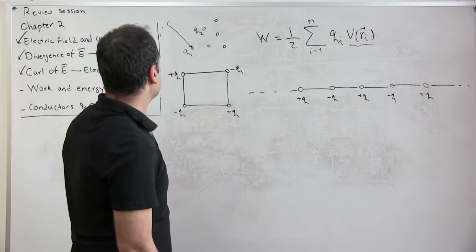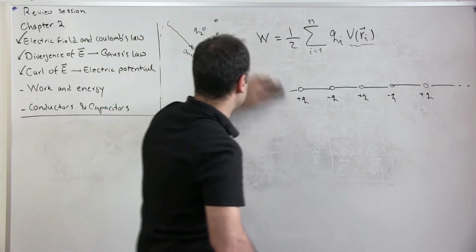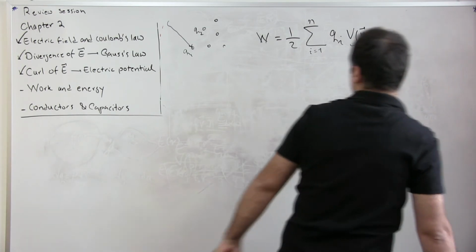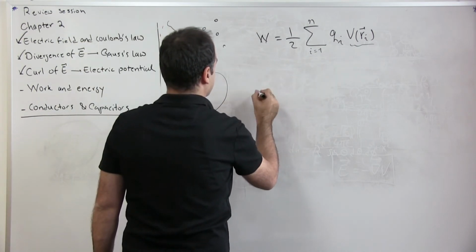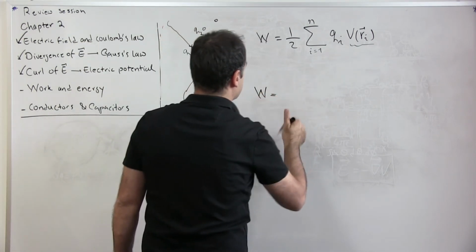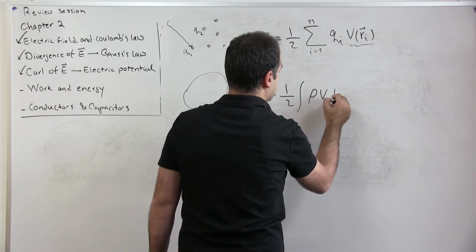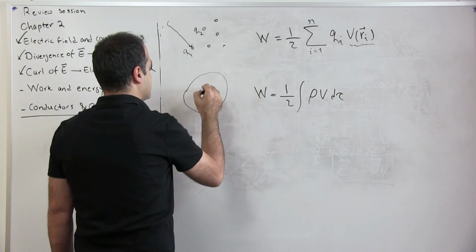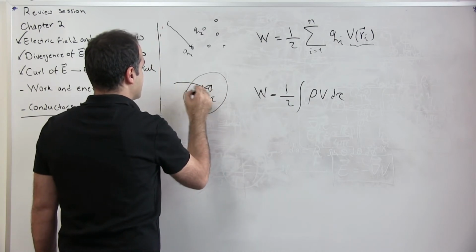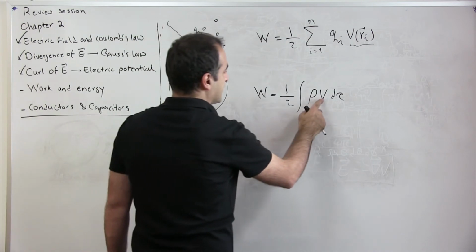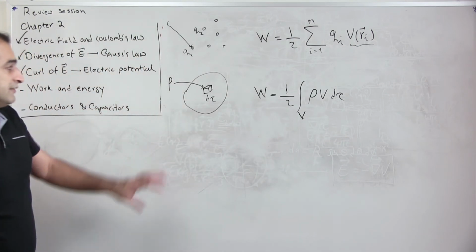So then the question was, what if we have a continuous charge distribution? If we have a continuous charge distribution, this work, instead of being a summation, becomes an integral, 1/2 integral of rho V d tau. Any small volume here, d tau, and imagine the charge density here is rho. Rho times V d tau gives you the energy of the charge distribution.